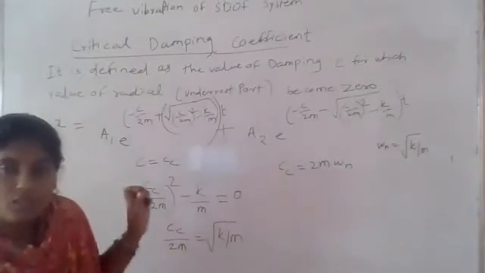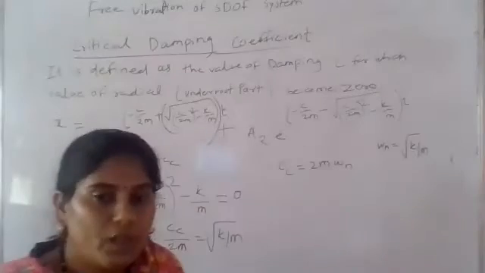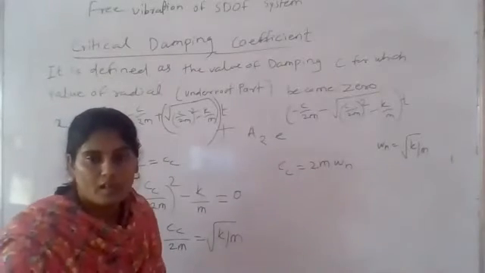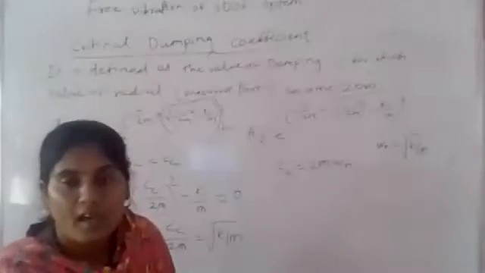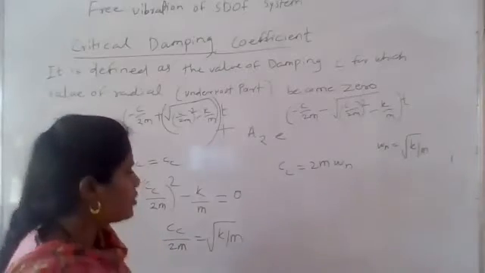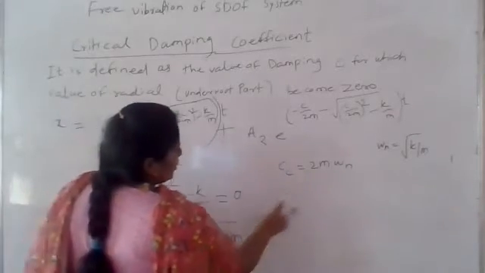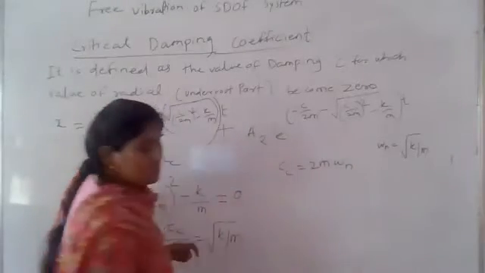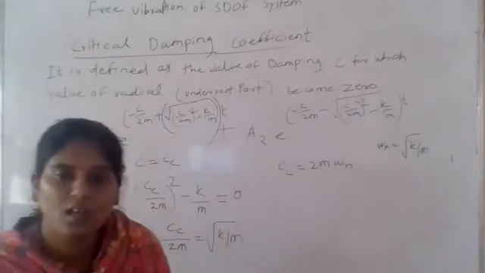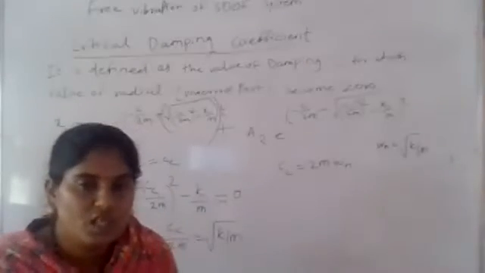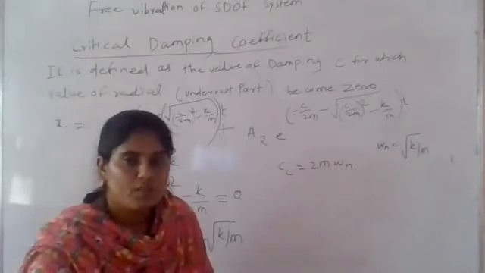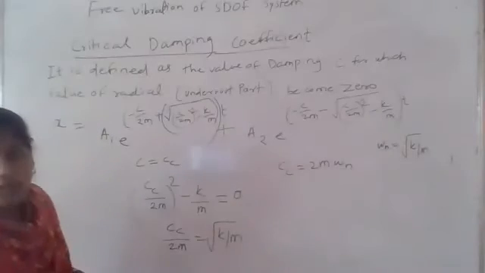And already we have seen what is meant by the root of k by m. K by m is the omega n. What is meant by the omega n? Omega n is the natural frequency, and so Cc is equal to twice m omega n. That is the formula for calculating the critical damping with respect to the natural frequency and the mass of the system. Okay, all of you understand this?